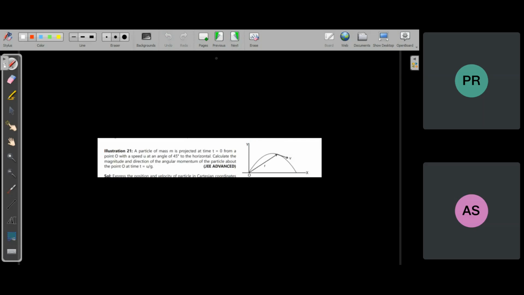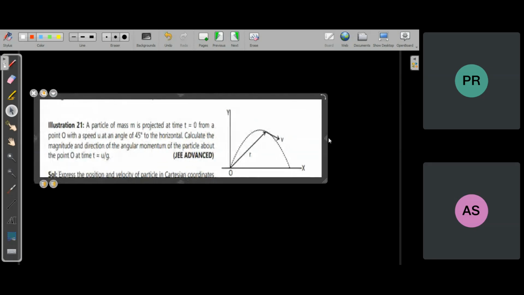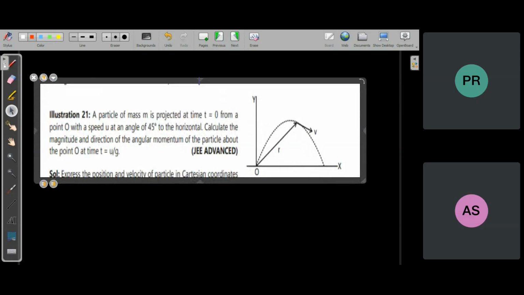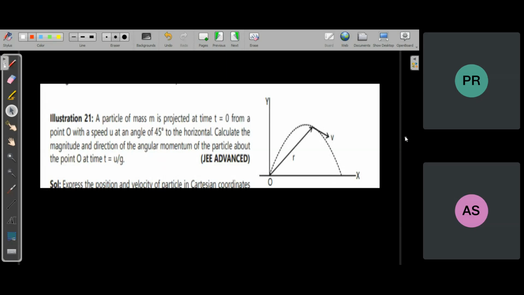Okay. So now, based on this, I gave you one question in the last class. Did you solve this question or not? If you want, you can try this question, or you can just explain how you will do it, and then we will move to the next. This is a question asked in JEE Advanced. You have to calculate the magnitude and direction of angular momentum of the particle about point O. This is very simple. Here is the particle, and you have to find its angular momentum about the origin.